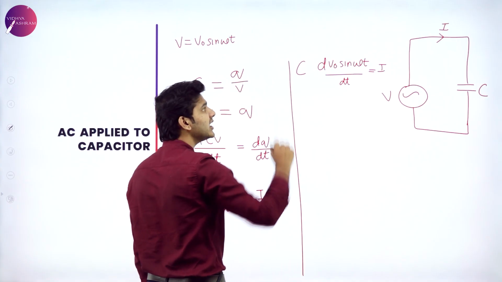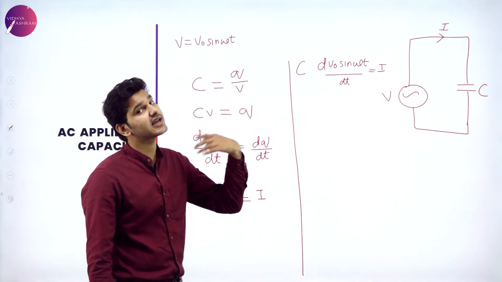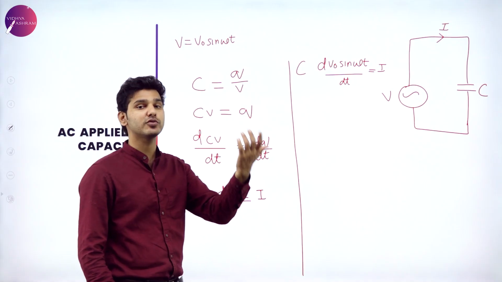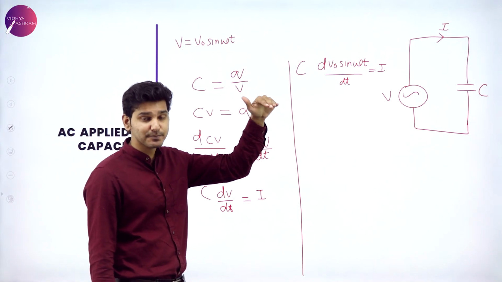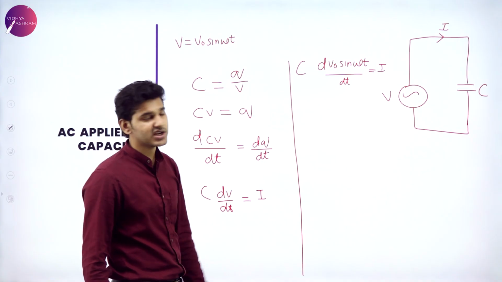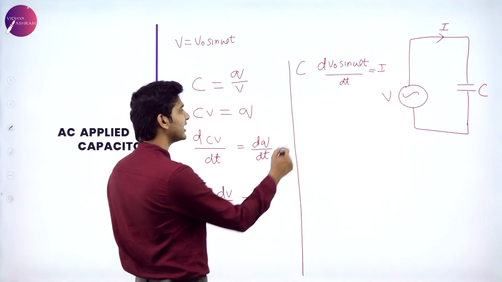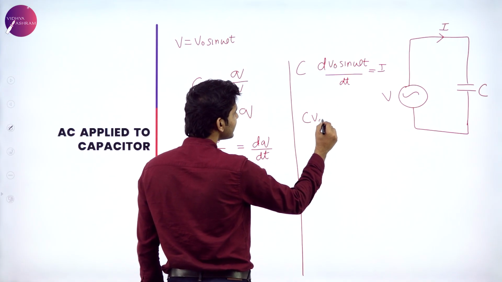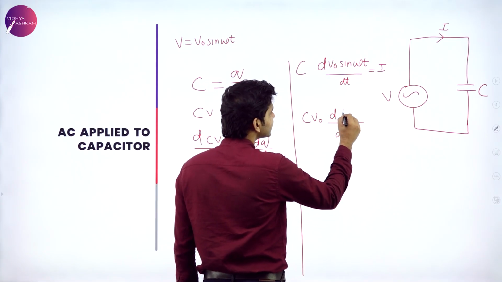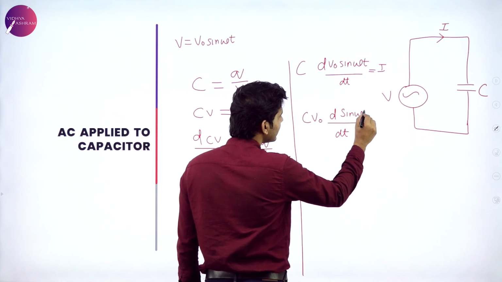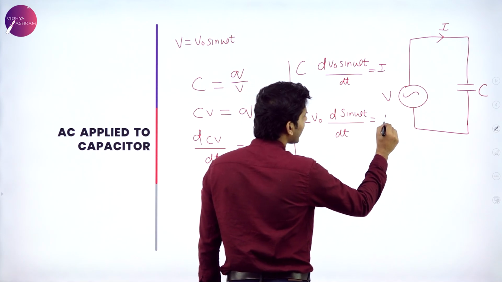Again, V naught, the peak value, is a constant, because the peak value won't be changing. That is, if I draw a graph, the maximum amplitude value is not going to change. So I can take V naught also outside. Then I can write CV naught d by dt of sine omega t is equal to I.